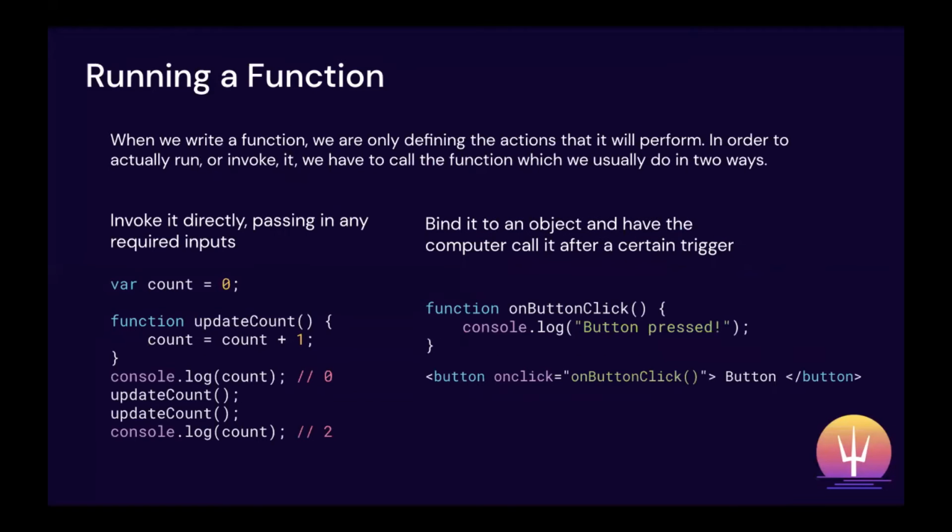Okay, so if we want to run a function, when we defined it, we just described all the actions it's going to do. So we actually have to invoke it now and call it. The first way we can do this is just by calling the function like we did here. We called updateCount twice, and it changed the variable count because that's what we defined the function to do. And then when we're dealing with HTML, we also have the option to bind it to an object, as long as we've connected the JavaScript file, which we'll cover later. And then it'll automatically perform the function whenever that action is called.